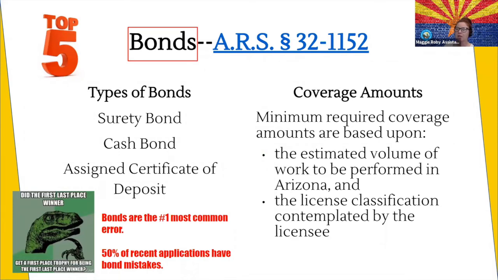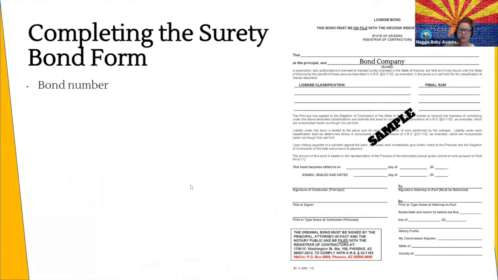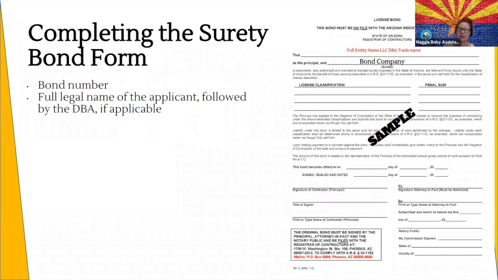So it's really important to remember, we do have an example of a bond that we're going to show you here. It's really important to make sure that your bond form is filled out correctly, and we're going to go over some of those big points in completing that bond form next. Some of the big things that we're looking for on that bond form are making sure that it has a bond number, and the full legal name of the entity or applicant.